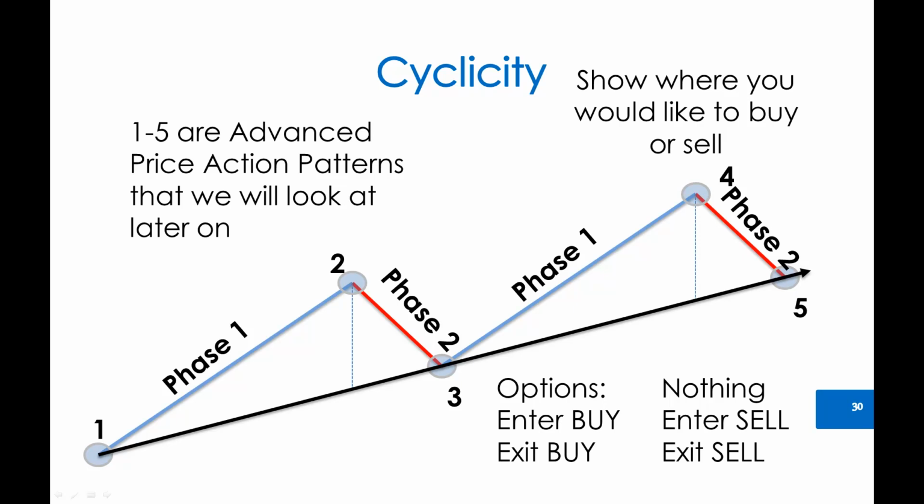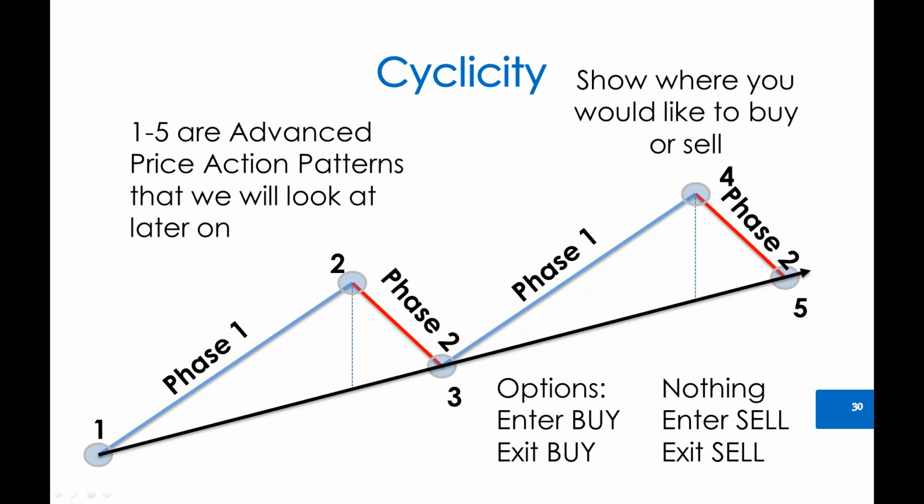So if you look at this chart here, we've marked points 1, 2, 3, 4 and 5. We are going to look at some advanced price action patterns that we can look to see at the end of a phase 2, which would in this case be marked as points 3 and 5, in order to take advantage of the phase 1 as early as possible.